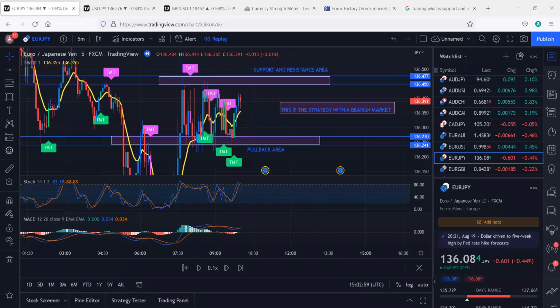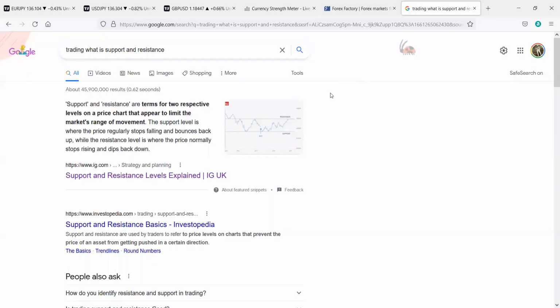All right, let's begin with the basics. You might be wondering, Ali, what does support or resistance mean? Well, ladies and gents, support and resistance are terms for two respective levels on a price chart that appear to limit the market's range of movement. Hopefully that made a bit of sense to you. You can read the full thing here as well if you want.